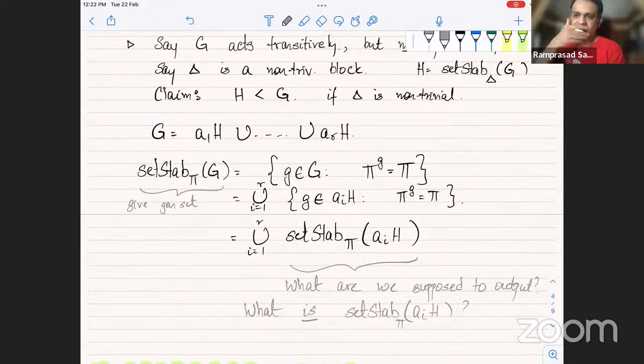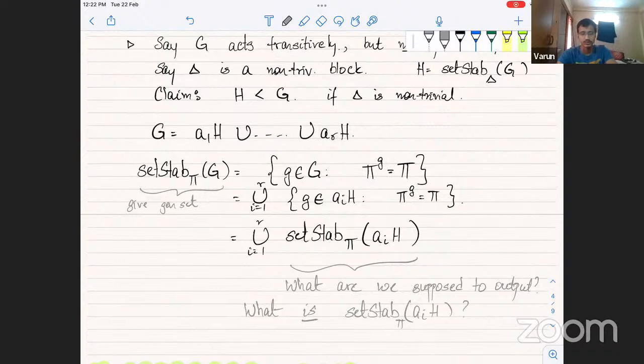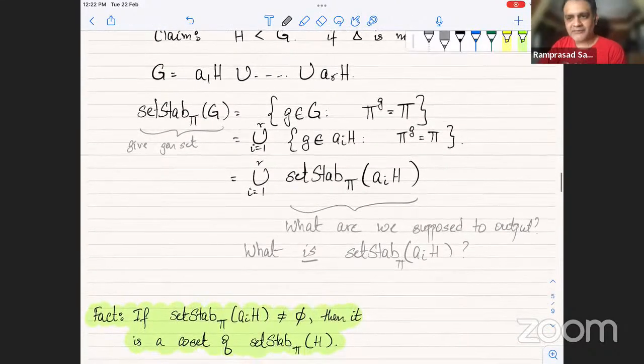So any guesses for what sort of structure you think it should have? Could it be the coset of a subgroup of set stab pi? Excellent. It turns out that if this set is non-empty, it's actually a coset of this subgroup. It's very similar to what happened in the isomorphism thing that we saw last time: if I gave you two graphs X and Y, and asked you to collect the set of all isomorphisms from X to Y, it was not a subgroup. But it happened to be a coset of the automorphism group if it was non-empty. And something very similar happens here.